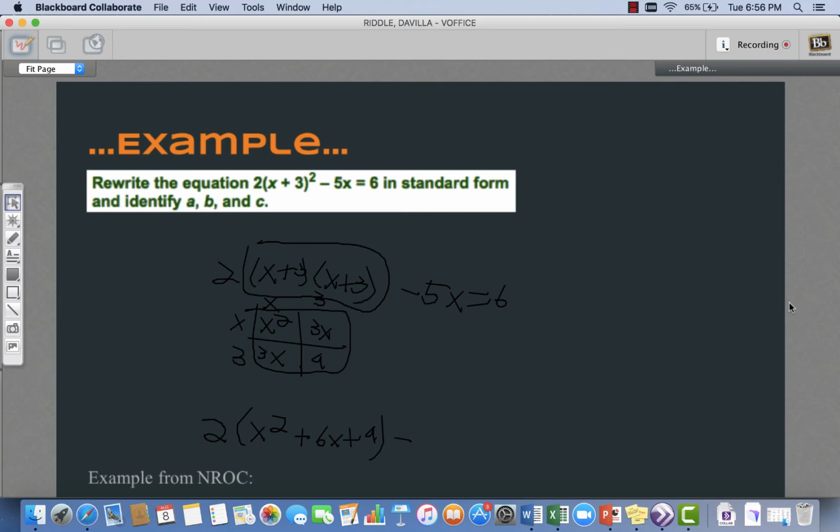If you have any questions, let me know. From there, I would have to do the distributive property here, and we'll get that 2 into each and every term right there. So I'm going to put this whole thing up here real quick, since I'm out of space. We would get 2x squared plus 12x plus 18 right there, minus 5x, which equals 6.